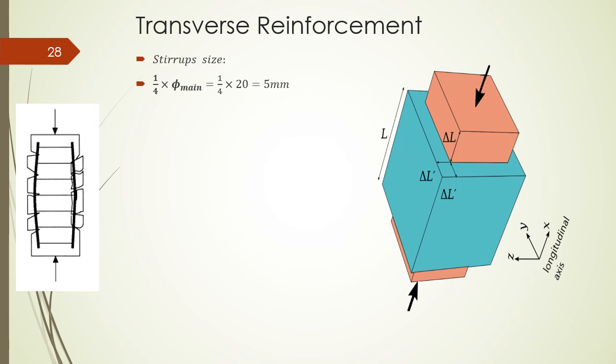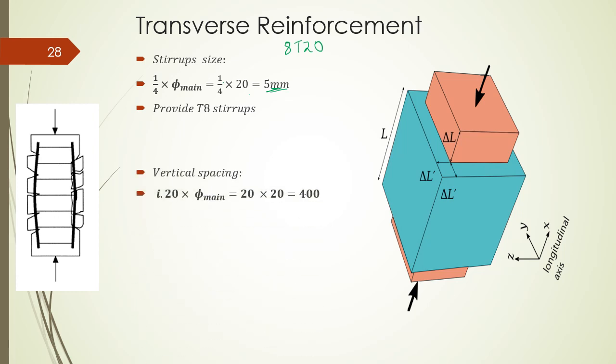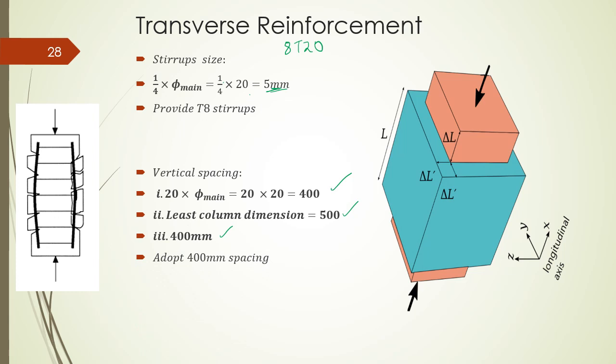So to get the stirrup size, it's just a quarter times the main bar diameter. So if it was 8T20, that will give us a quarter times 20 to give us 5. So we provide T8 stirrups. For vertical spacing, we'll have 3 conditions: 20 times the main bar diameter, least column dimension, or just 400. So in our case, it will be 20 times 20, 400. Our least column dimension is 500, since the column dimensions were 500 by 500, or 400. So in this case, the least is just 400. So you could go ahead and provide T8 at 400 spacing.